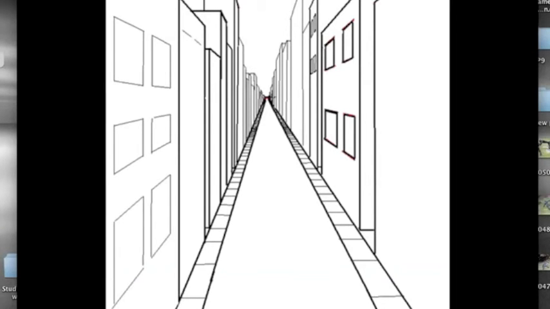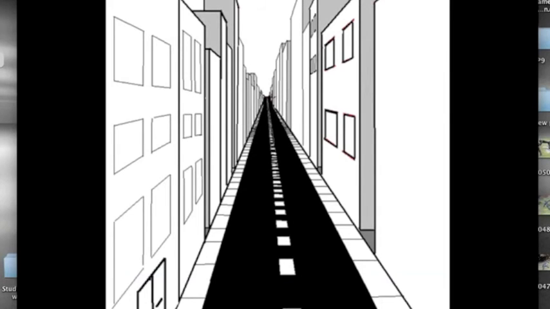Now I'm just going to do the same thing on the left side of the picture. Draw my buildings, draw my windows, and draw my doors. Remember, everything needs to line up with the vanishing point. This will give you the illusion that it's going back into the distance.